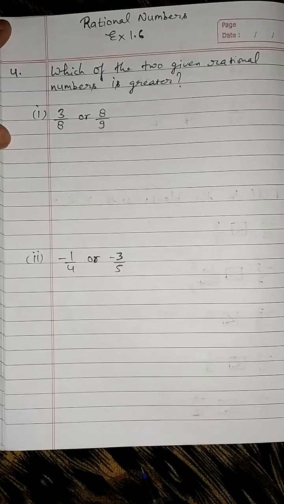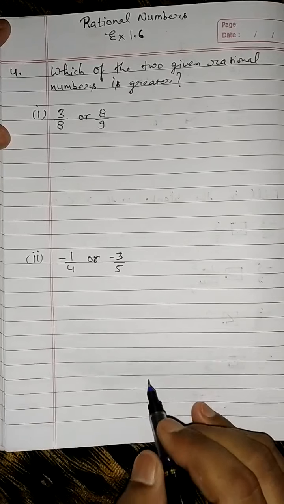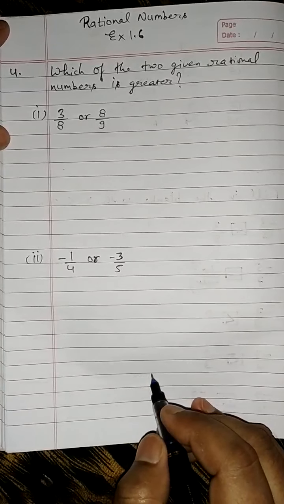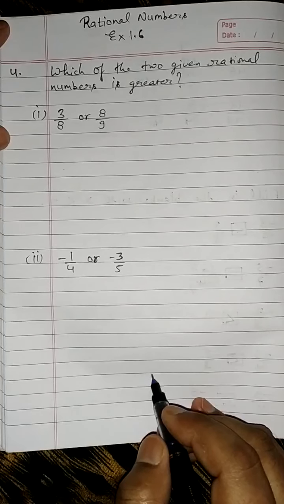Hello students, this is exercise 1.6 of our first chapter, rational numbers. Today's first question is, which of the two given rational numbers is greater?